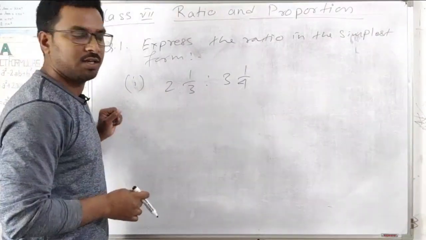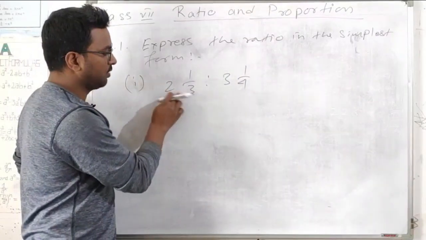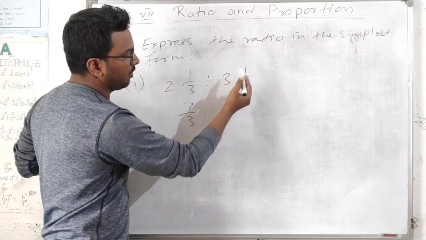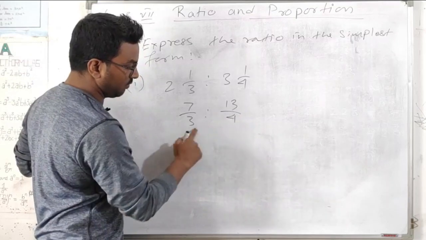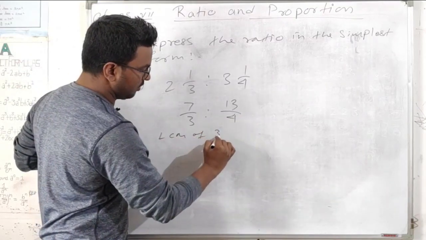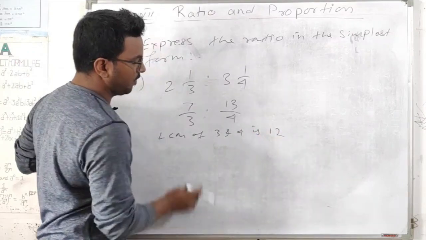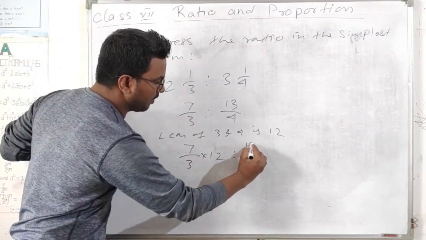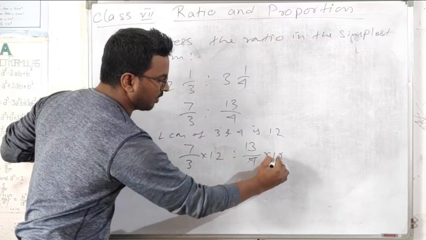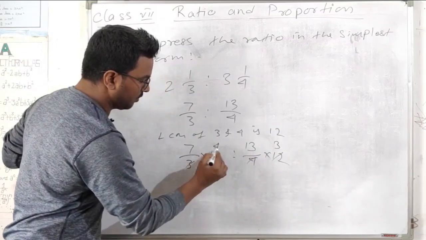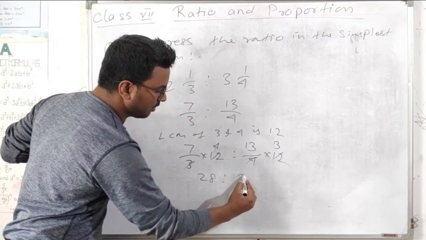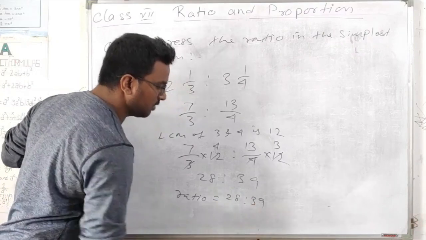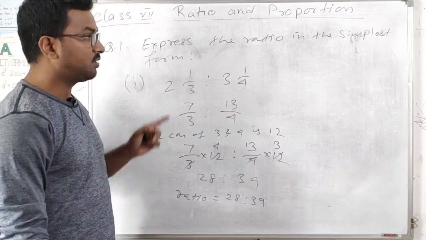So this is in mixed fraction, so we have to convert it into a fraction. So 3 twos are 6, 6 plus 1 is 7, 7/3, and this will be 4 threes are 12, 12 plus 1 is 13, 13/4. Now you see the LCM of 3 and 4 is 12. So you multiply both the numbers by 12. So 7/3 into 12 is to 13/4 into 12. If you cancel, it will be 4 sevens are 28 and this will be 39. So the ratio is 28:39. This is how we can convert it into the simplest form.